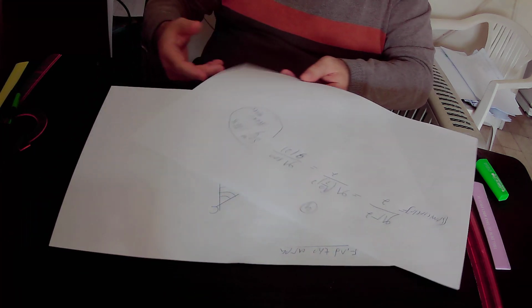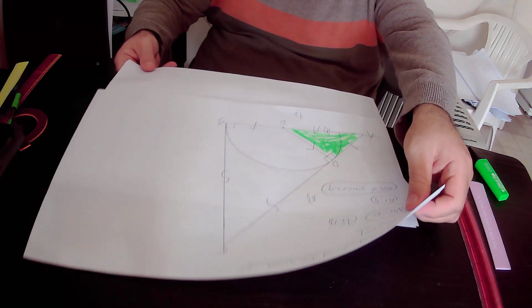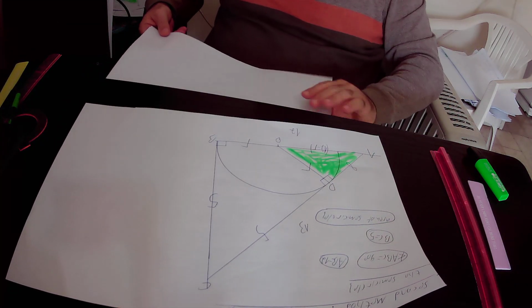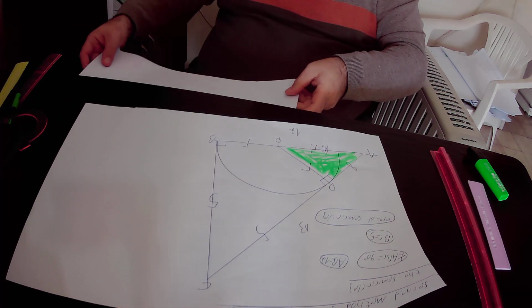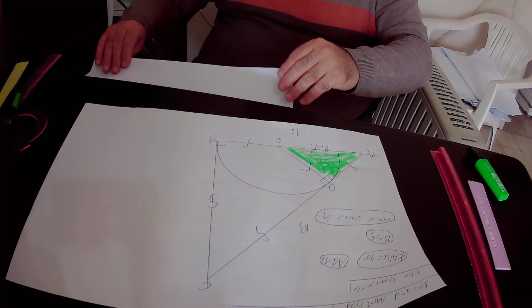Then I presented to you how to find the area of the semicircle according to a second method. In the second method, I actually presented to you a new rule. Rule number 2, or the two tangents theorem.